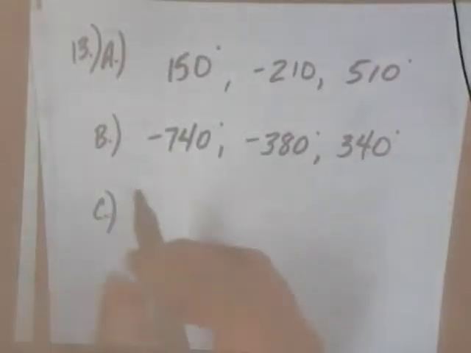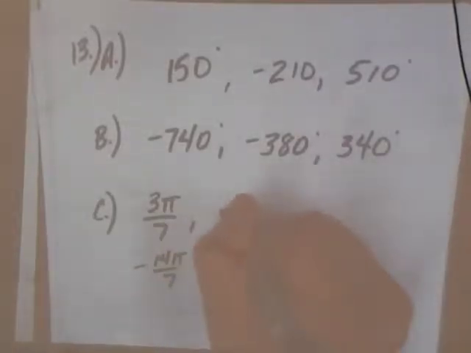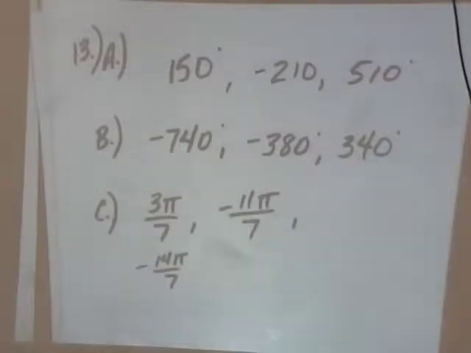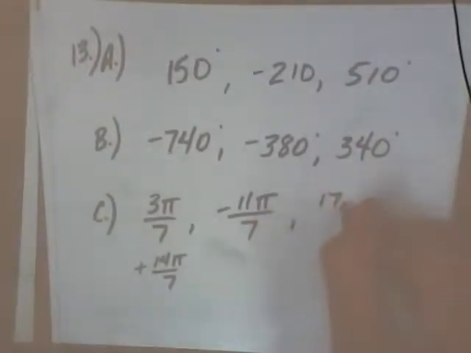3 pi over 7. If we subtract 2 pi, I need common denominators, right? So I'm actually going to subtract 14 pi over 7. That'll give me negative 11 pi over 7. And if we add 14 pi over 7, we'll have 17 pi over 7.